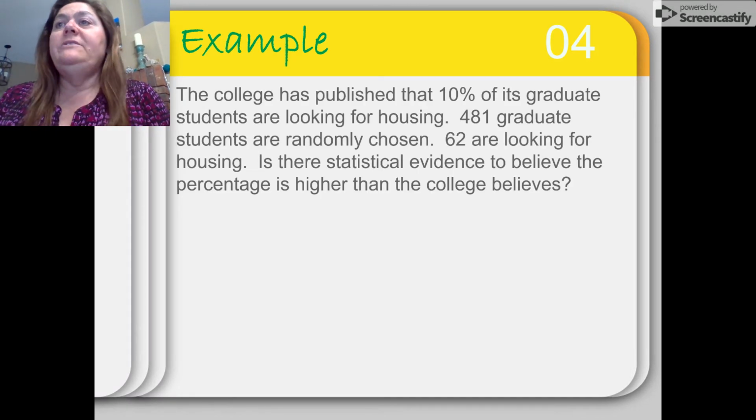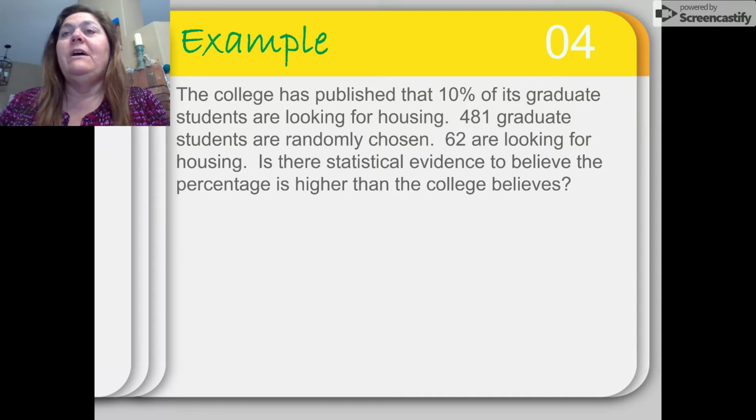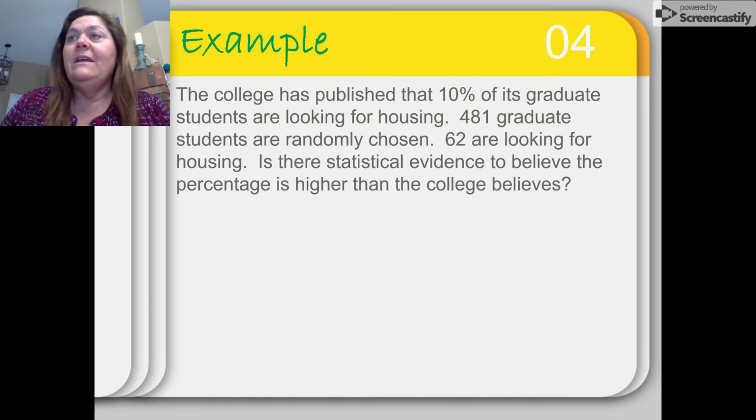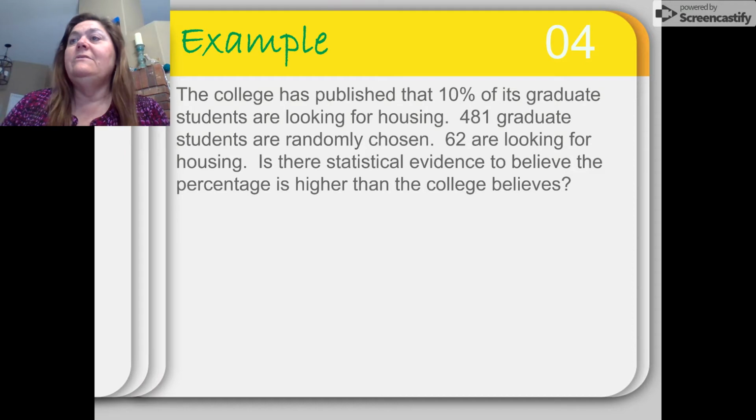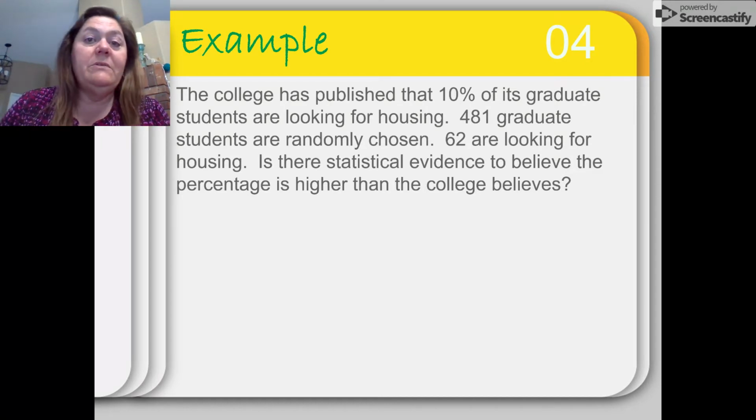The college has published that 10% of its graduate students are looking for housing. 481 graduate students are randomly chosen. There's your n. 62 are looking for housing. Is there statistical evidence to believe the percentage is higher than the college actually believes?